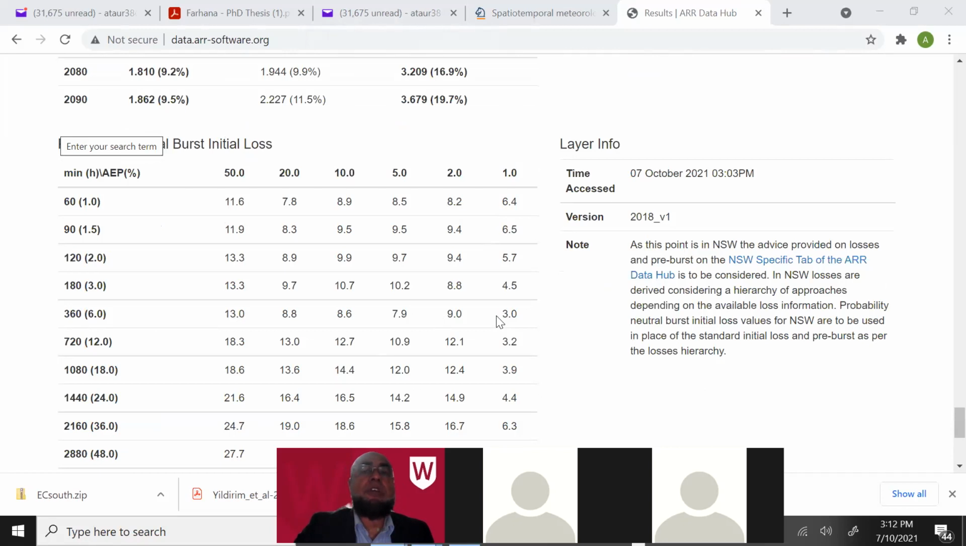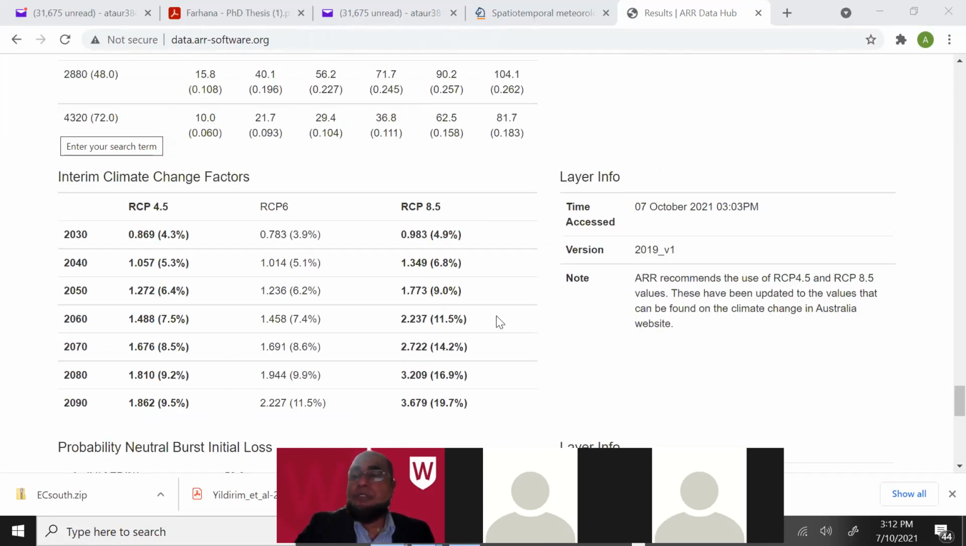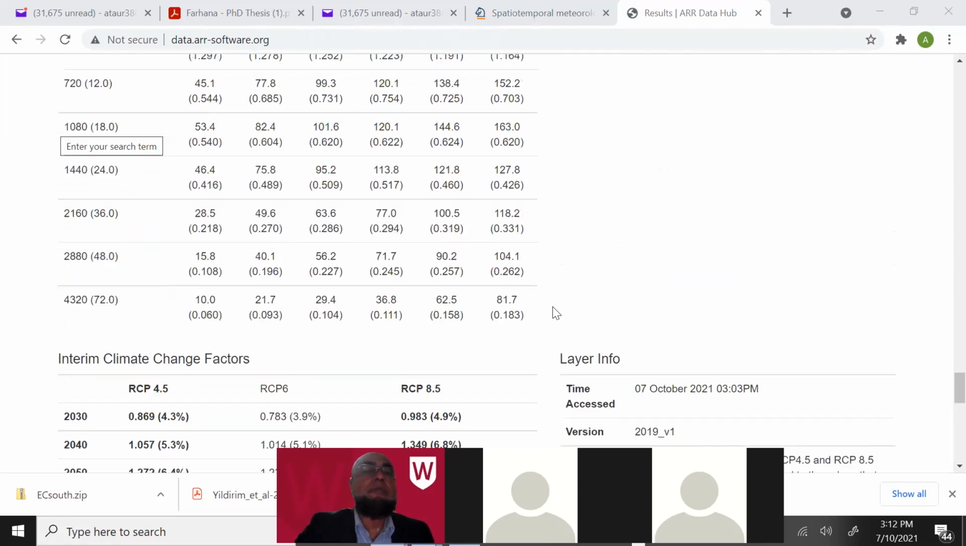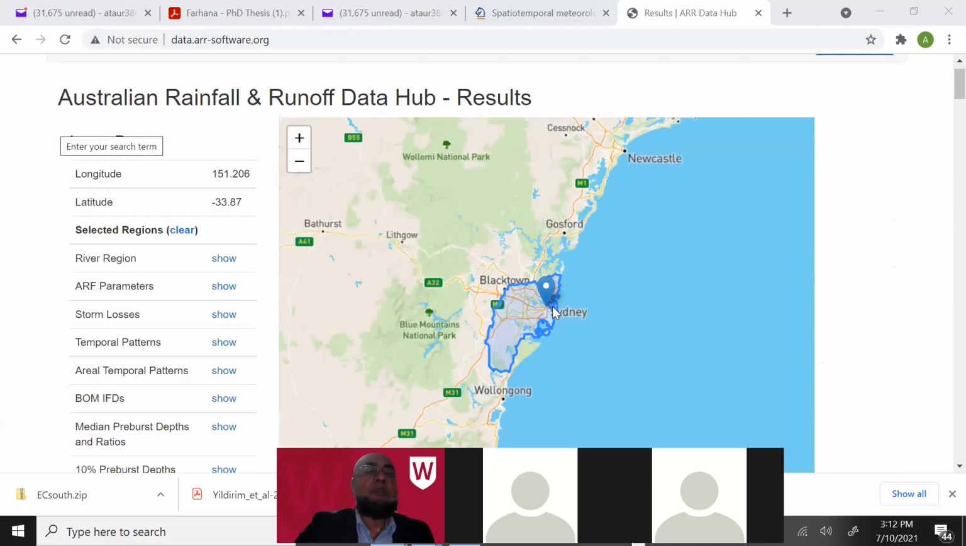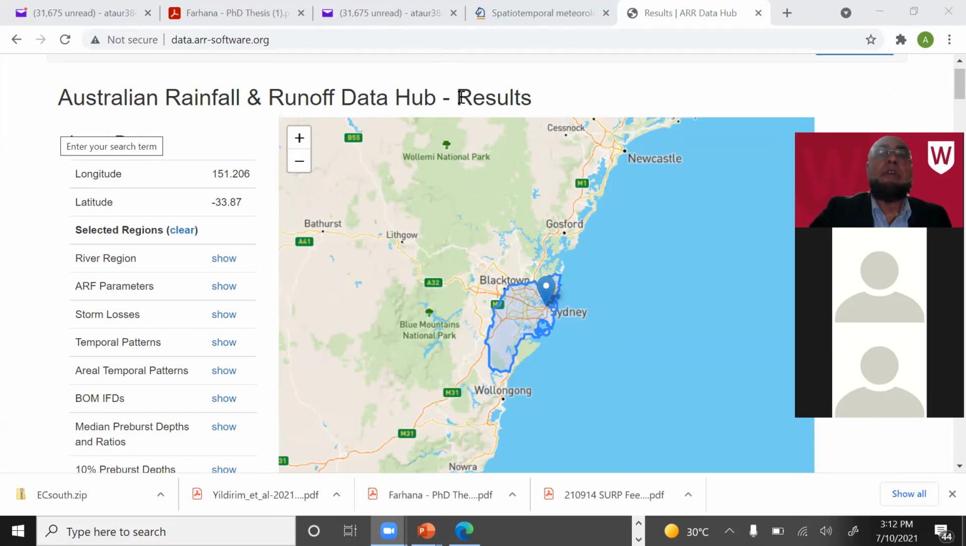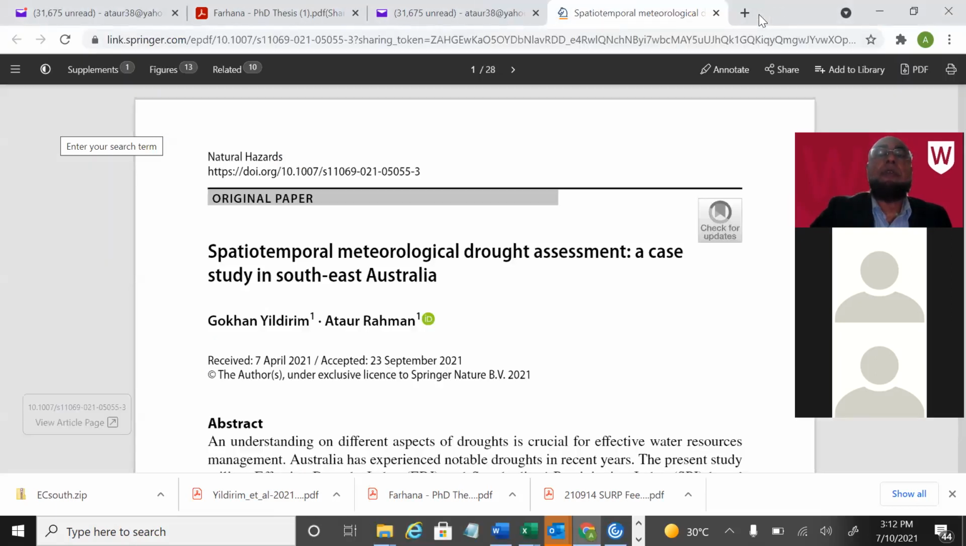So that is the base flow factor. Sometimes base flow is important when you want to use the rainfall and runoff. So do you have any question on this? Any questions on the rainfall runoff data hub? Now, if you don't have questions, then let us solve the problem in our tutorial question.